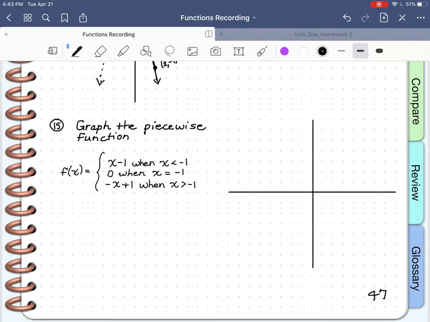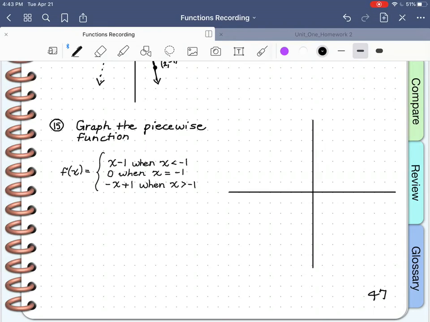Hey guys, we just finished our class and I wanted to come back to this one that I skipped and give you an explanation for it. If you don't want to watch it, it's okay, but for those of you who do want to know, this is number 15. It's on page 47 in your text.